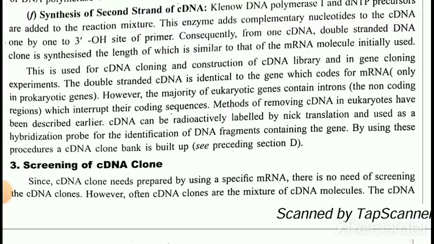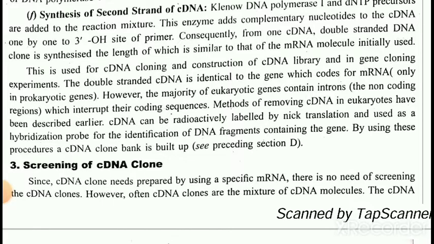The double-stranded cDNA is identical to the gene which codes for mRNA only in prokaryotic genes. However, the majority of eukaryotic genes contain introns, the non-coding regions, which interrupt their coding sequences. Methods of removing introns in eukaryotes have been described earlier. cDNA can be radioactively labeled by nick translation and used as a hybridization probe for the identification of DNA fragments containing the gene. By using these procedures, a cDNA clone bank is built up. See preceding section D.3.